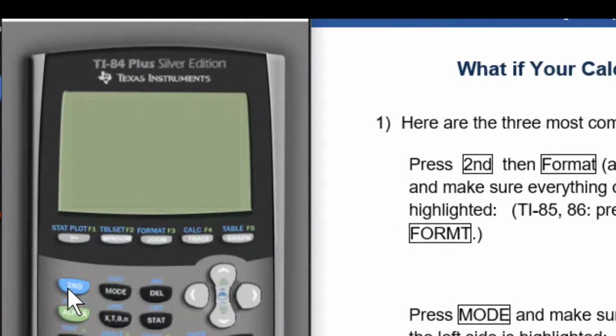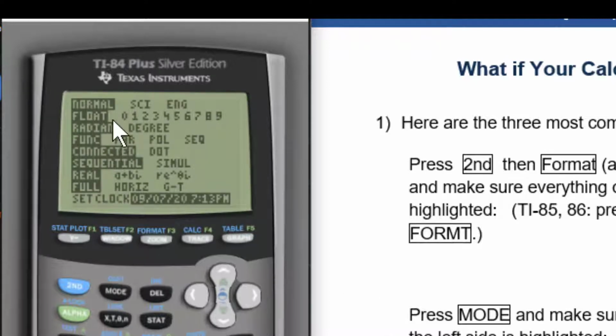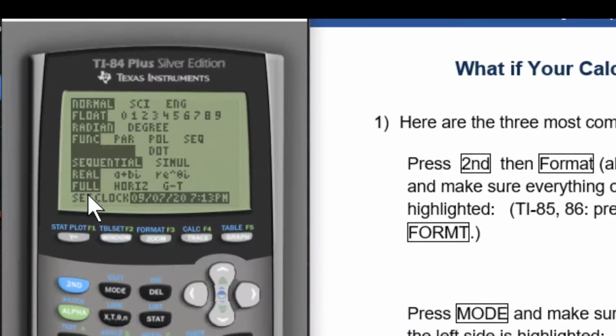Press second and format, which is right here above the zoom key, and make sure that everything on the left-hand side is highlighted. You don't even need to know what this stuff stands for. Just make sure the left side is highlighted. Second thing to do, press the mode key, and again, make sure everything on the left side is highlighted. If you have a newer calculator, your mode may have a second page. Mine doesn't, but the default values are all here on the left.